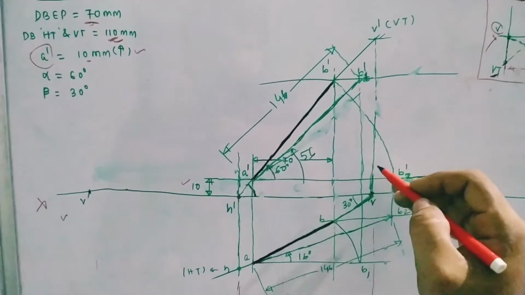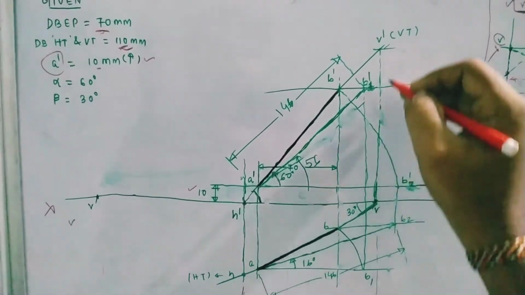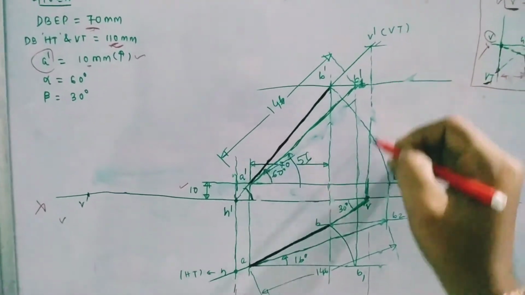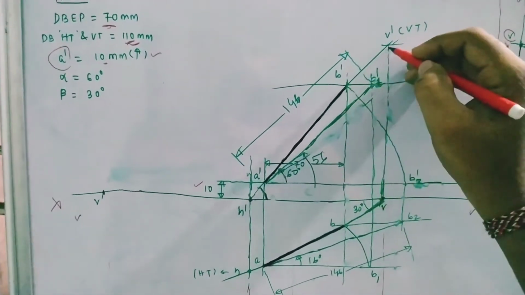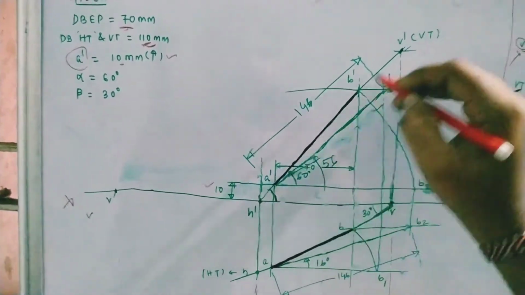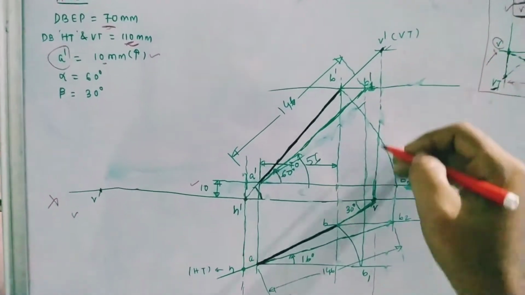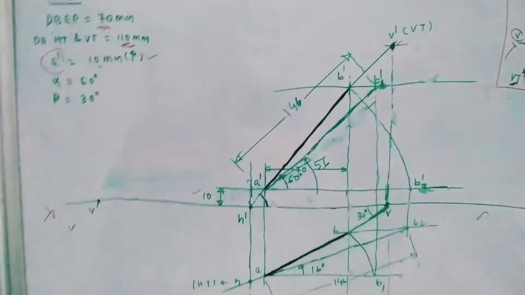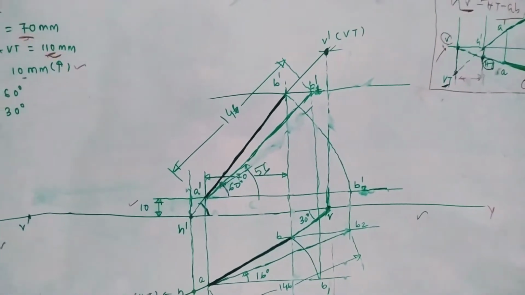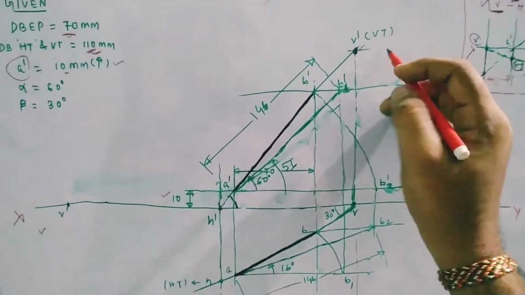Okay, then in this line we can say our front view will lie. Likewise, in this line we can say our vertical trace will lie. Okay, so the intersection point here, if we extend this line, and we have extended this line also, I can get this point. This is your vertical trace. Is it clear to everybody?